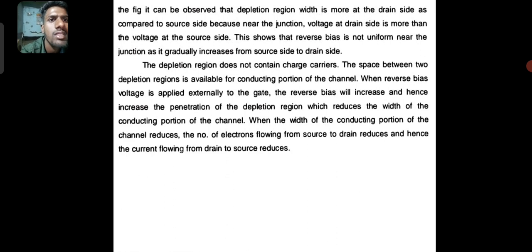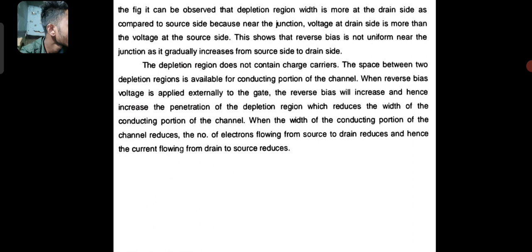The depletion region does not contain charge carriers. The space between two depletion regions is available for the conducting portion of the channel. When reverse bias voltage is applied externally to the gate, the reverse bias will increase the penetration of the depletion region, which reduces the width of the conducting portion of the channel.